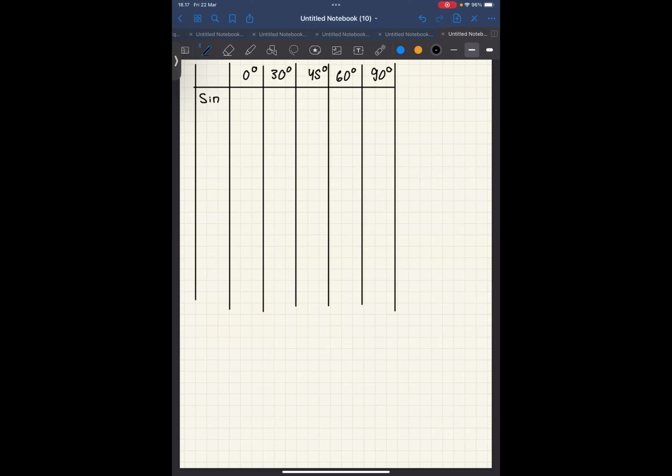For the sines, you actually just need to remember the sine and you can find the other ones. So for the sine, sine 0 degrees is 0, sine 30 degrees is half, sine 45 degrees is square root 2 over 2, sine 60 degrees is square root 3 over 2, and sine 90 degrees is 1.